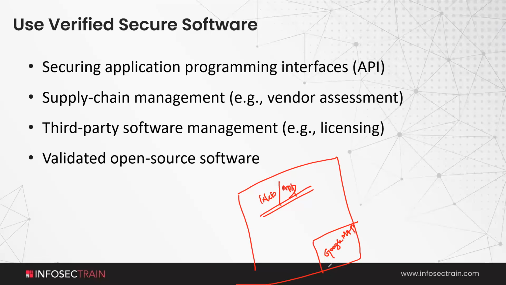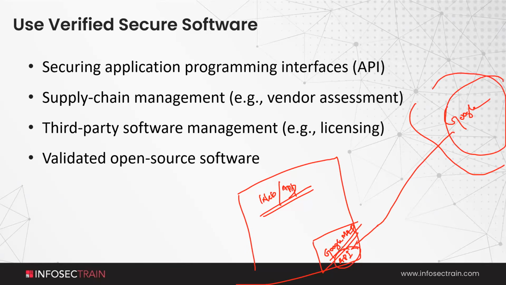So I can't get the entire Google Maps code here, right? So what I will do, from Google, I will get a simple small piece of code called the Google Map API. I'll put the code here, and it will bring the entire functionality of Google Maps to my application, like you have in Uber and all, right? In the same way, if this API is not secure, if the API is compromised, what will happen? It can lead to application compromise.